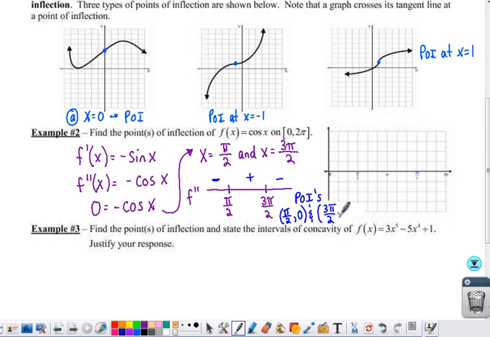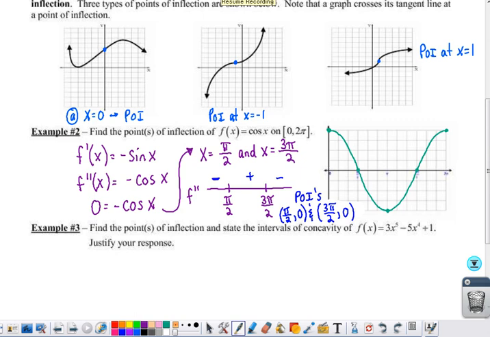And remember, in order for you to find those points, you have to plug the x value back into the original because they are points on the actual curve. So go ahead and graph the original function cosine of x on your graph there, and then see if you do have a point of inflection at those two x values.